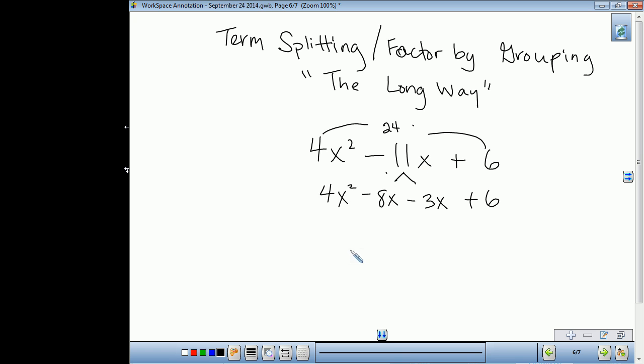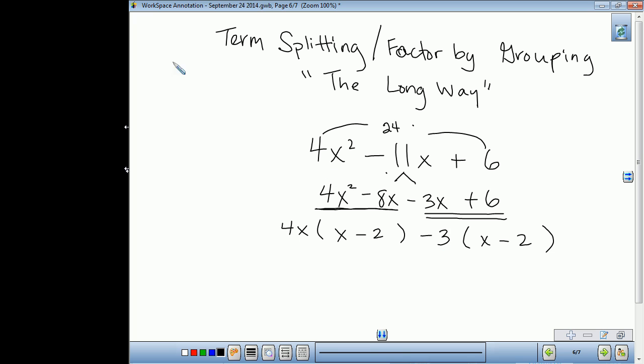Now let's talk about why we did that. If we look at this as two different groups, is there a GCF for the first group? Yes, 4x. And we factor that out. When we factor out the 4x, what does it leave us with in this first group? Our goal is to be left with exactly the same thing when we factor something out of the second group. We still want an x minus 2. What can I factor out of this second group?